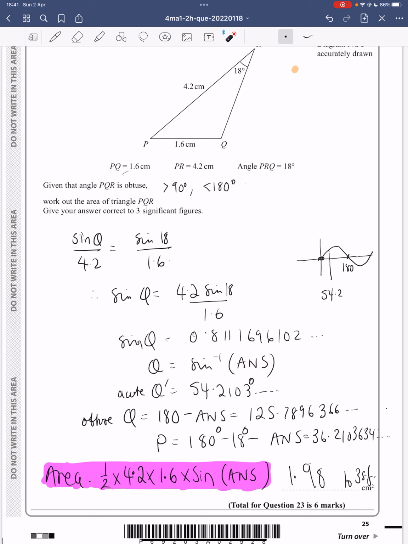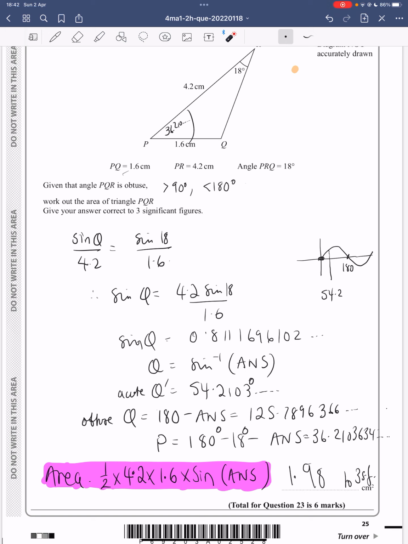But that's acute, that's not obtuse. So to get the next one, you've actually got to do 180, take away the answer on the calculator, which will be 125 point blah blah blah. So the angle at P is now 180, take away the 18, take away the answer on the calculator, and it comes up as 36 point blah blah blah. So the area is a half, 36.210 blah blah blah. Okay, so it's a half ab sine of the angle between them.